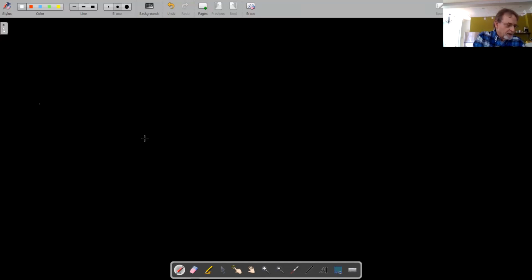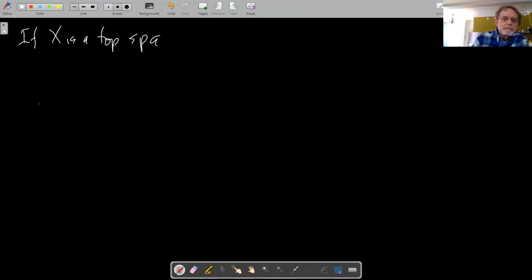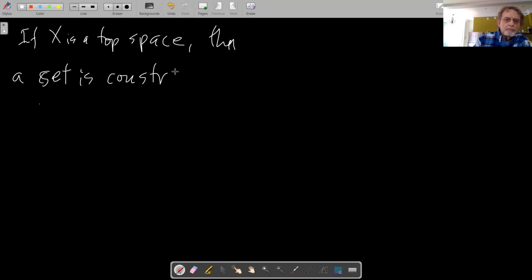So basically, what we want to start off with is a topological definition. So if X is a topological space, then a subset is constructible if it is a Boolean combination of open sets.